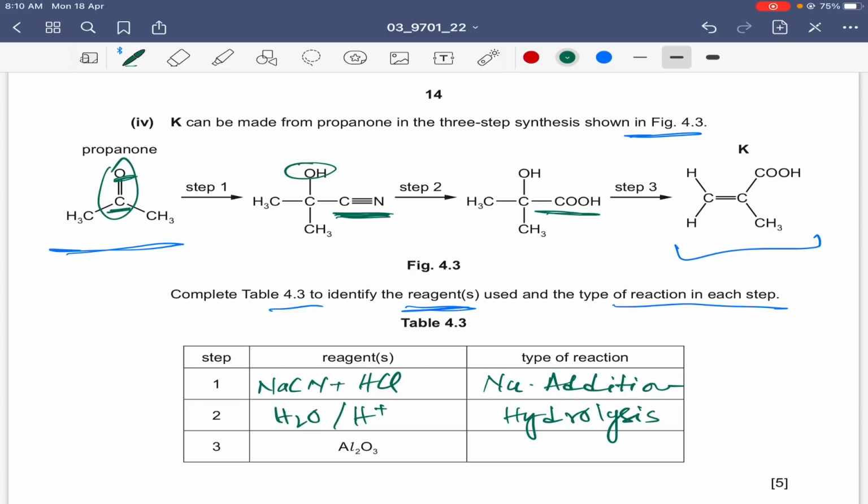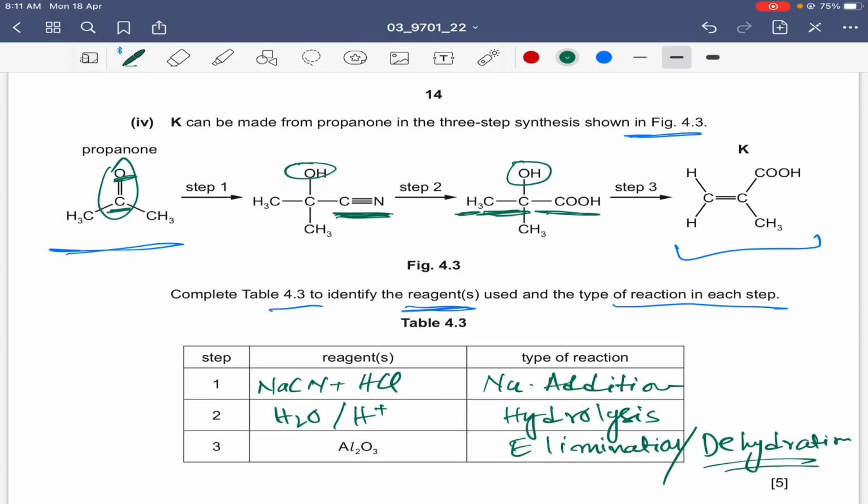And lastly, we have a double bond present between these two carbon atoms. So that means this is the elimination of OH from this carbon and H from this carbon. So this type of reaction is elimination. Dehydration, we can write dehydration, water molecule is lost. So this is elimination or dehydration, and the catalyst used is Al2O3.